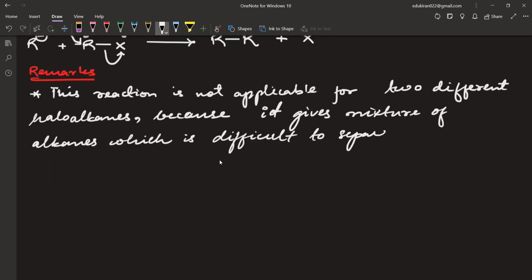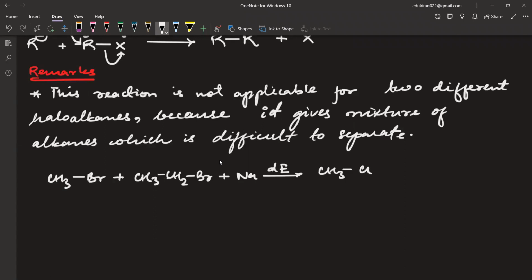So what is happening here? If I have, let us say, CH3Br, and I react this with another haloalkane, CH3CH2Br, plus sodium in the presence of dry ether, then one product that you are expecting is that CH3 will get attached here. So it will attach on this CH2. So you will be getting CH3CH2CH3.